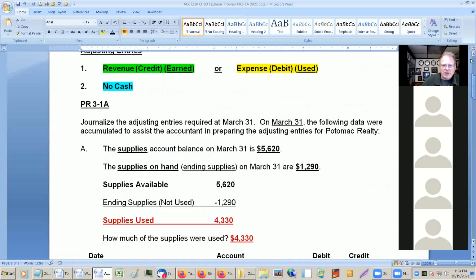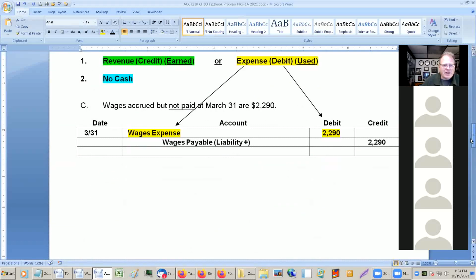I got that up here somewhere, don't I? Oh, it's in the other handout. What am I doing?